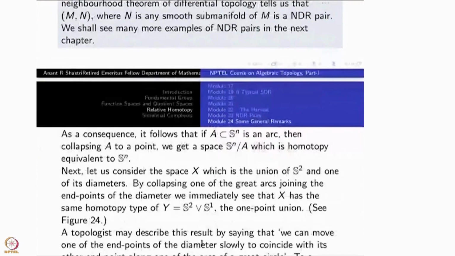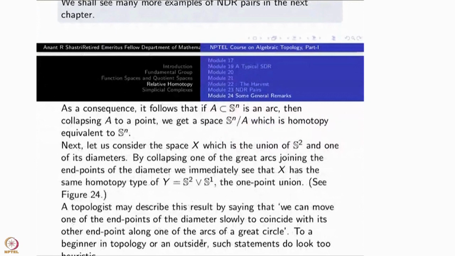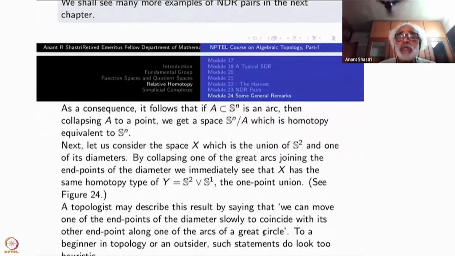Many topologists have this habit of not explaining this to you at all. They will just say, oh, this is obvious. What they say, if at all, if you ask, they say, oh, these two points can be moved on S2 so that they come together. That's all. We can move one endpoint, endpoints of diameter slowly to coincide with its other endpoint along the arc, great arc. But this is not a proof.